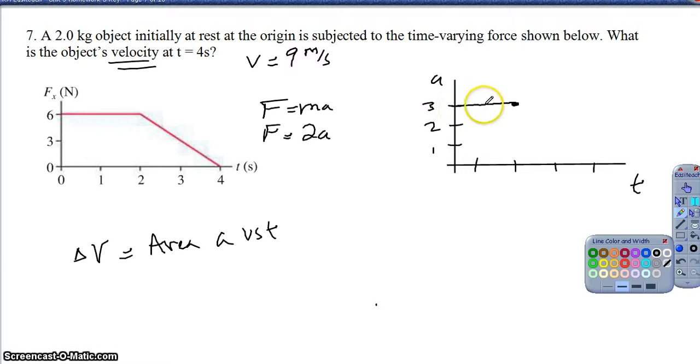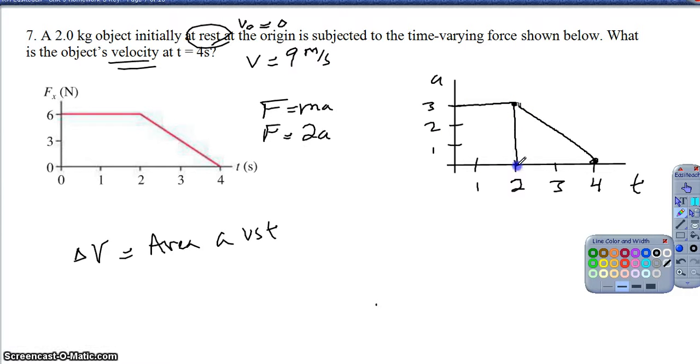So my acceleration is constant at 3 meters per second squared from 2 to 4 seconds, right? From 2 to 4 seconds, the acceleration gradually decreases down to 0. Well, again, the key concept here is if I want to find the change in velocity, I know it started at rest, so the initial velocity is 0. So I simply need to find the area underneath this curve.